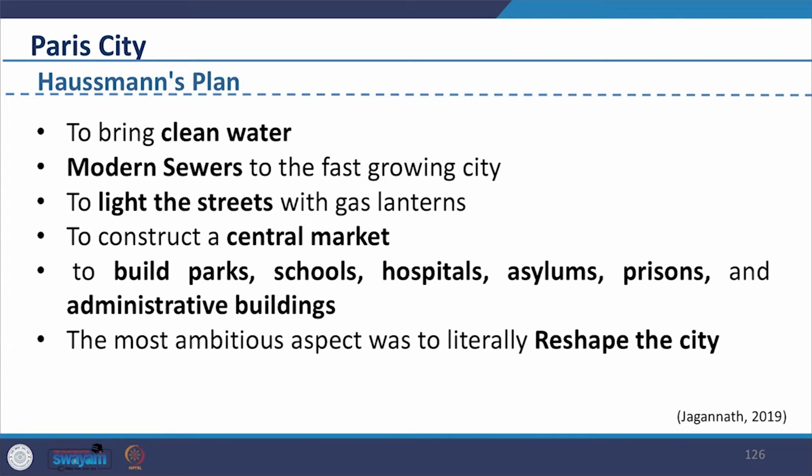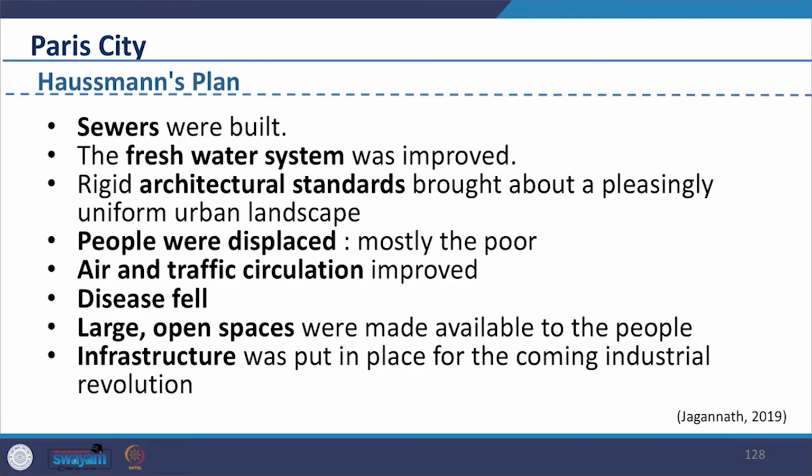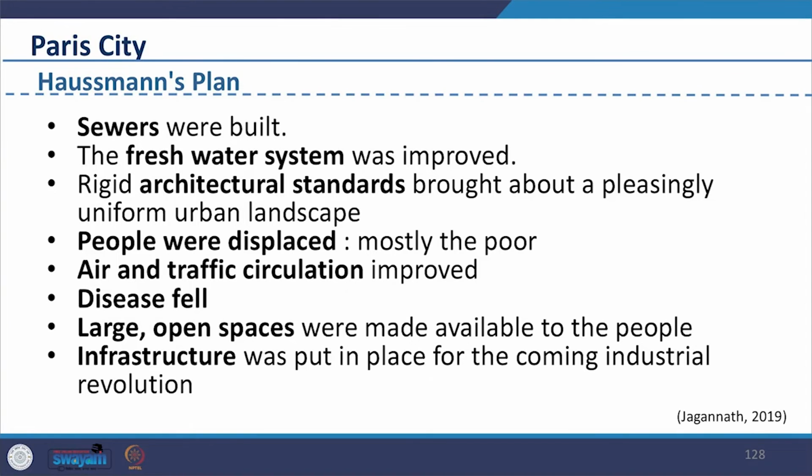But the most ambitious aspect of Haussmann's plan was to literally reshape the city. Sewers were built, the fresh water system was improved, rigid architectural standards were brought about, creating a pleasingly uniform urban landscape. Many people were displaced, mostly the poor, who were forced to move to the city's outskirts as property values shot up. Air and traffic circulation improved, disease fell. Large open spaces were made available to people and infrastructure was put in place for the coming industrial revolution.